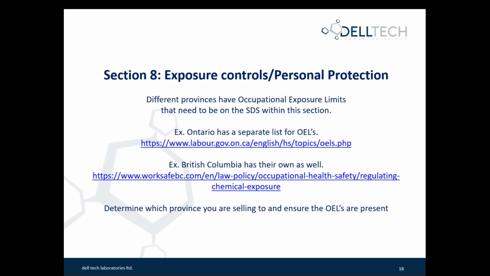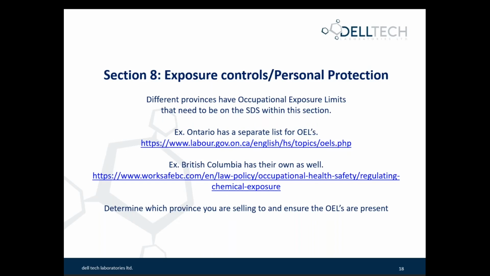The next section where the differences between US and Canadian SDSs is very pronounced is Section 8, Exposure Controls. Each province or territory in Canada has their own occupational exposure limits, or OELs. Likewise, OELs will differ depending on which U.S. state the product is sold or manufactured in. The OEL is the acceptable upper limit of a concentration of a hazardous material in the air of a workplace.